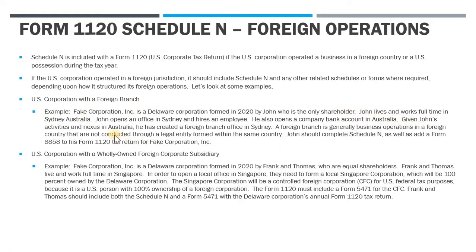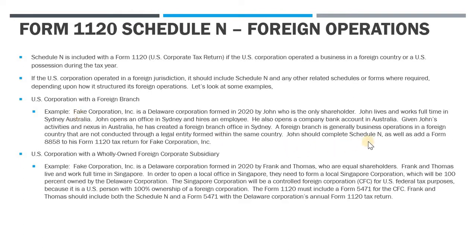Now, given John's activities and nexus with Australia, he has created a foreign branch office in Sydney for that U.S. corporation, right? So a foreign branch is generally regarded as business operations in a foreign country that are not being conducted through a subsidiary entity, okay? So in this case, John hasn't set up any kind of subsidiary in Australia, right? He just has his one company, and he's operating it from Sydney. So in this case, what John has done is he's created a foreign branch for his Delaware corporation.